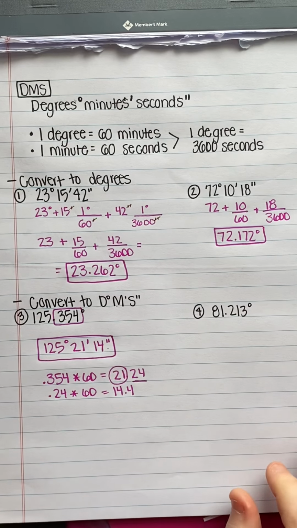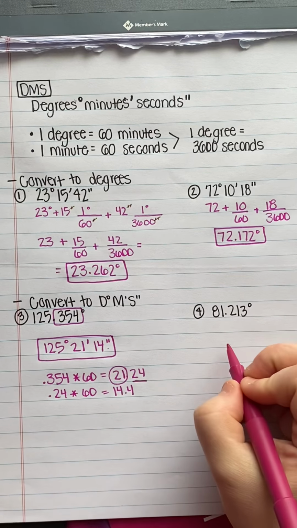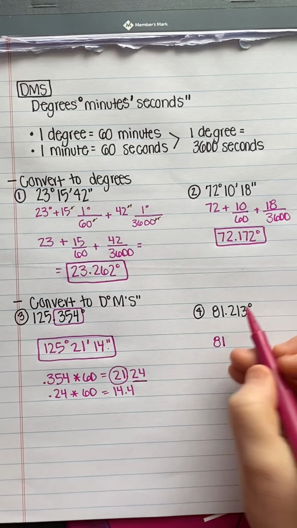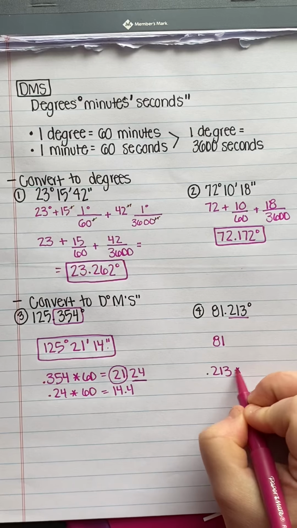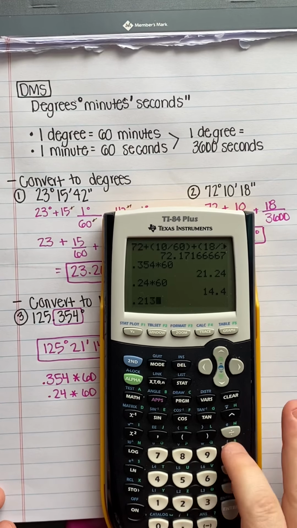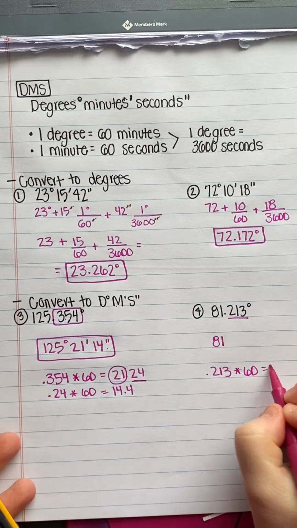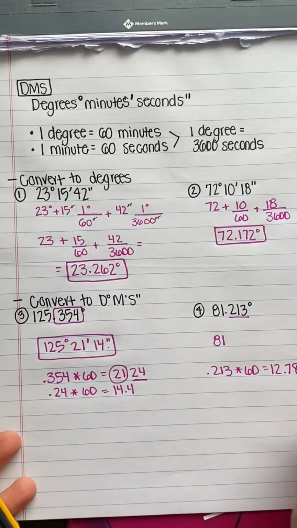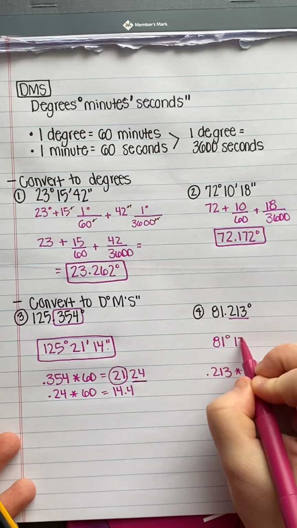All right, let's look at number 4. Number 4, I got 81 whole degrees. So 81 is going to pop out. I'm going to take my decimal, which is 0.213, and multiply that by 60 because I'm trying to find minutes here. So 0.213 multiplied by 60 gives me out 12.78. So this right here equals 12.78. So I take my whole number again, 12, and that becomes my minutes.